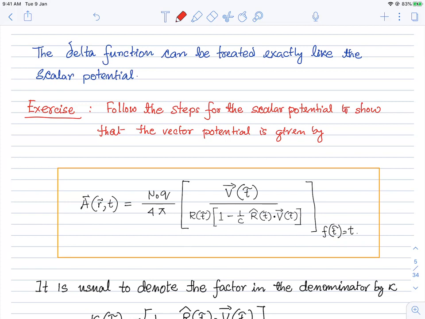So v becomes a function of t tilde. This is the kappa factor that was there. This r is a function of t tilde now. Again, I'm using the same notation as before, so this becomes r tilde, and then we put in the retarded condition. That is the solution for the vector potential as well. It's as simple as that.